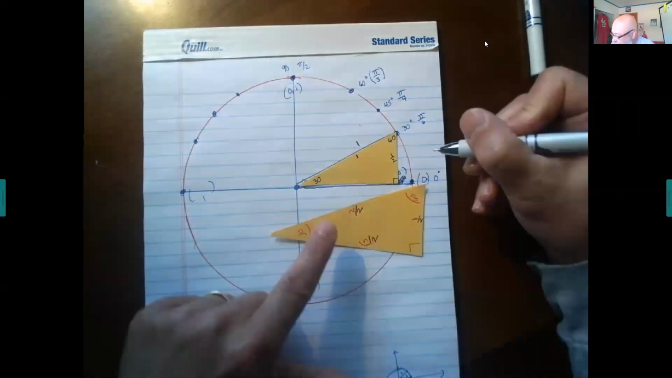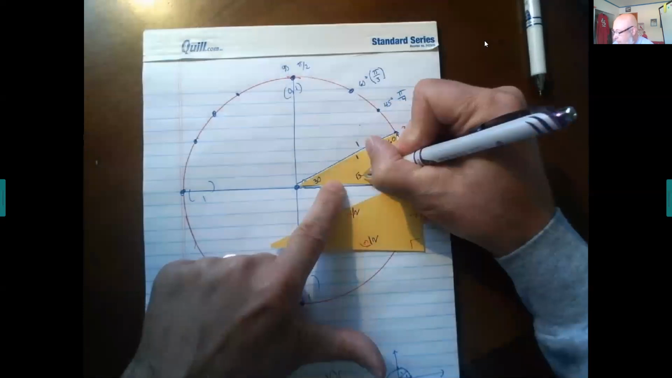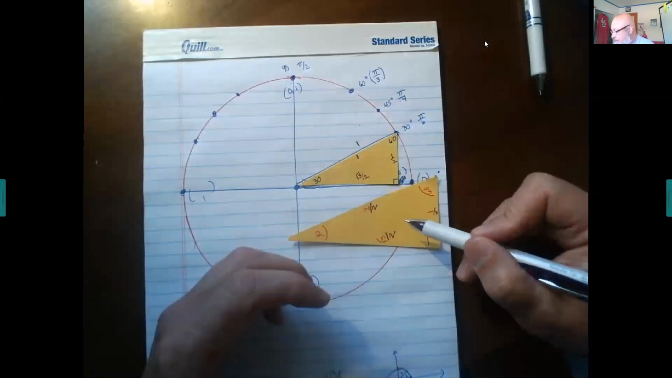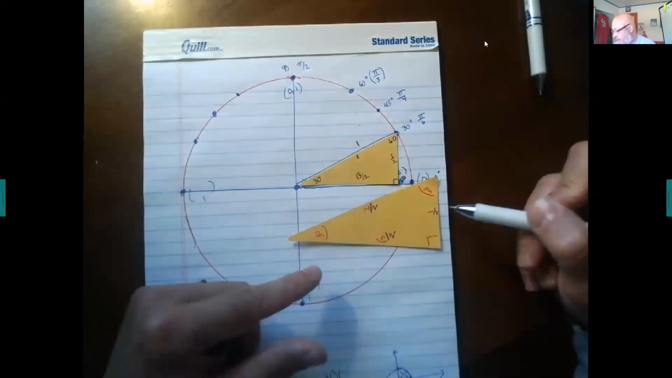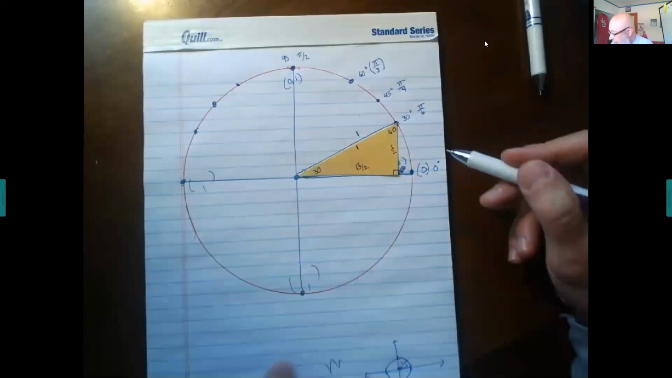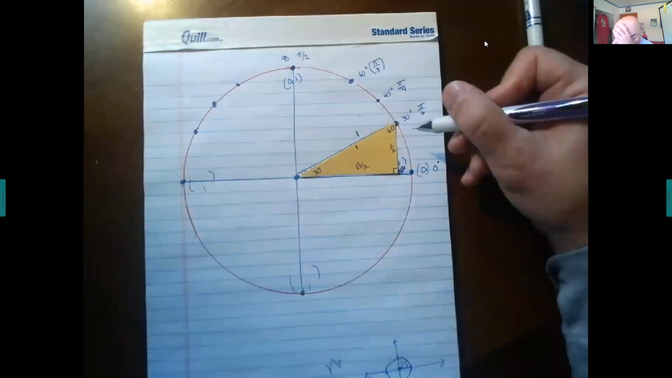So this side's going to be radical 3 over 2. So it's basically the same version, just shrunken down half the size, taking half of every side, or dividing by 2. That's what we're going to do here. So now I wonder what this ordered pair is.